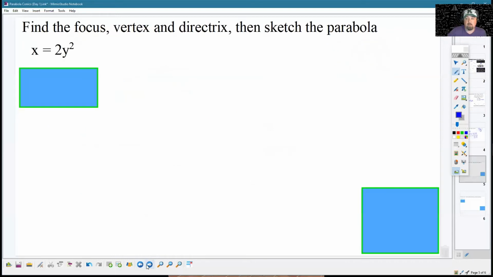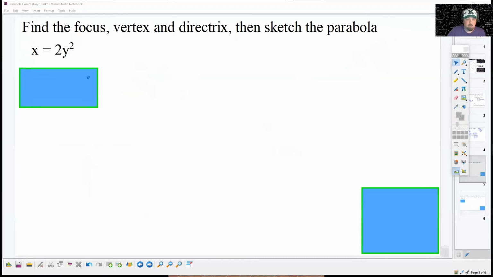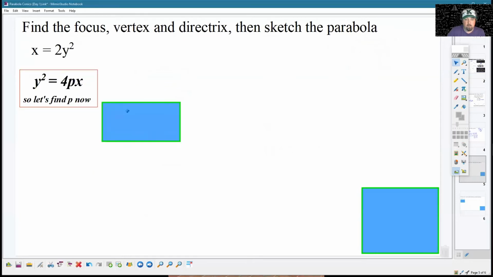Find focus, vertex, and directrix, and then we're going to try to sketch it, see what we can make it look like. Okay. So remember, we've got to get the squareds by themselves. So let's look at that. We've got a y squared. That means y squared needs to be by itself to set this up. So let's turn it around.